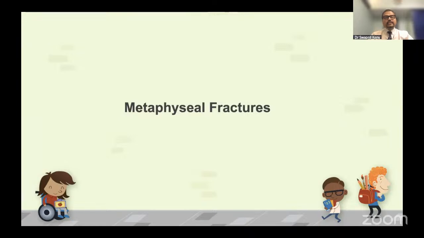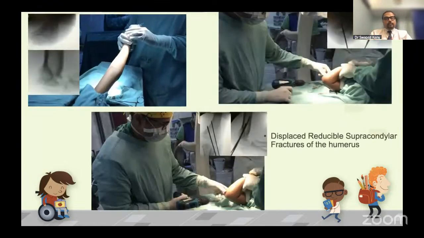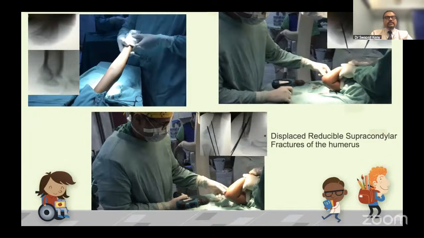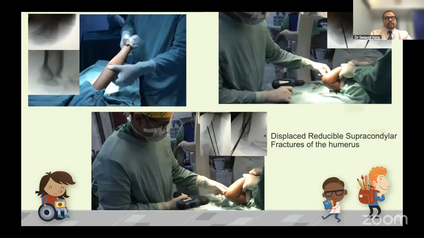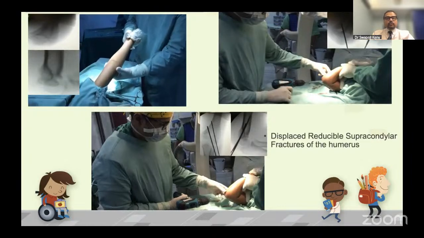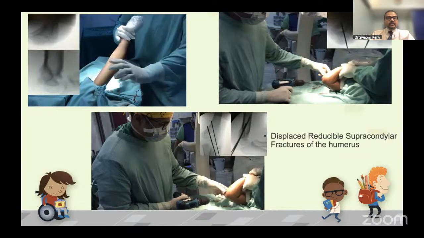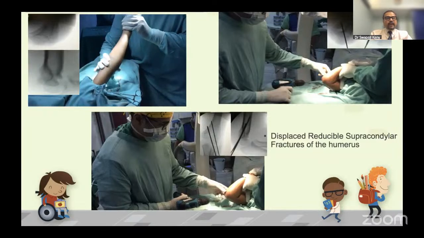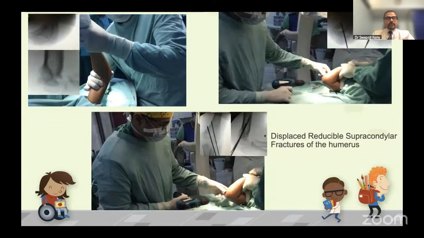Now let's look at some metaphyseal fractures. This is a classic supracondylar humerus fracture, extension type. So you need to reduce the inflection. So the maneuver is basically traction, correction of varus valgus, a flexion of the distal fragment to get it into alignment with the proximal fragment.